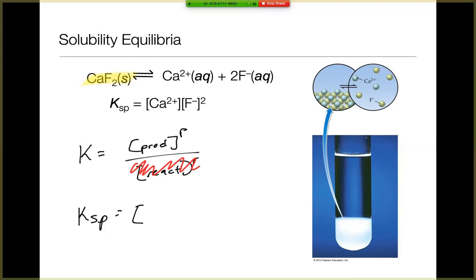All that's going to be equal to is my products. So I have calcium 2+ and fluoride minus, but I need to look at the coefficients in front of these products. I have a 1 in front of the calcium, which is implied, but I have a 2 in front of the fluoride. So when I write out the K expression for calcium fluoride going into water, KSP equals the concentration of calcium 2+ times the concentration of fluoride minus squared. That shouldn't be anything new. It's just being more specific about a particular chemical process.